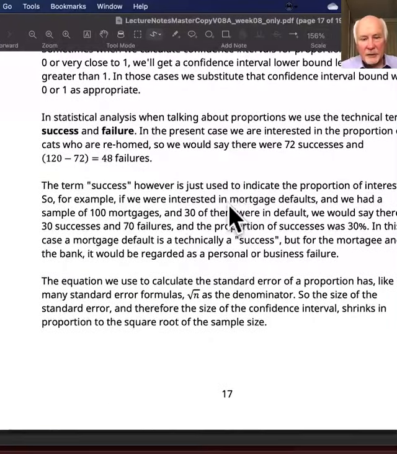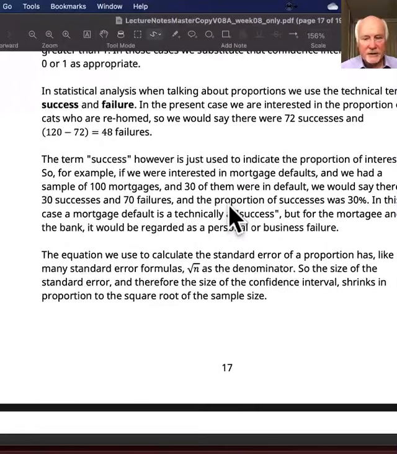The second thing is a terminological thing. In statistics, when people are talking about proportions, they use the terms success and failure, and they're using them in a technical way. In our case, we're interested in the proportion of cats who are rehomed, so we would say there are 72 successes and 48 failures. 72 plus 48 makes up our sample of 120.